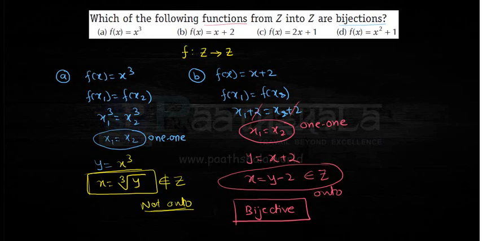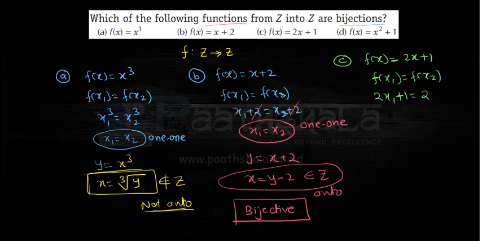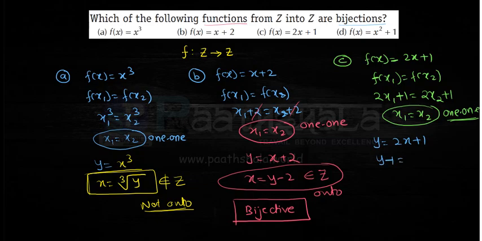If you are talking about option C, that is f(x) equals 2x plus 1. For one-one we need to consider f(x1) equals f(x2). So we will get 2x1 plus 1 equals 2x2 plus 1. So it is x1 equals x2 only. So this function is one-one. Let's check onto, that is surjectivity. For that we need to consider f(x) equals y, that is y equals 2x plus 1. Converting to x, we get y minus 1 equals 2x, that is x equals (y minus 1) upon 2.